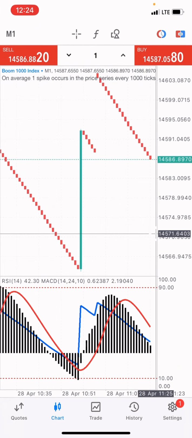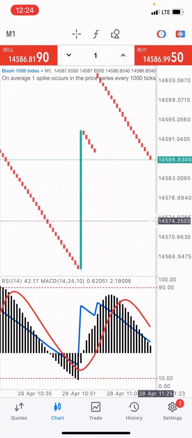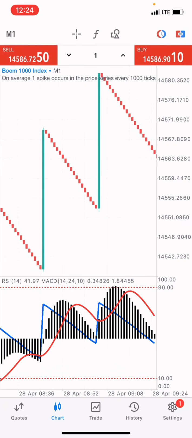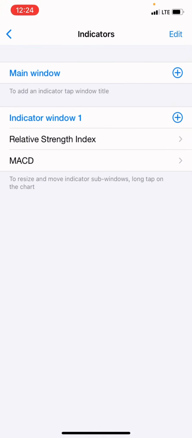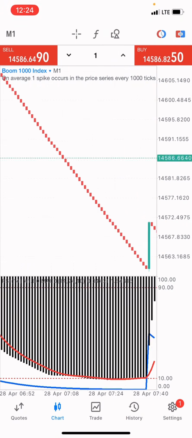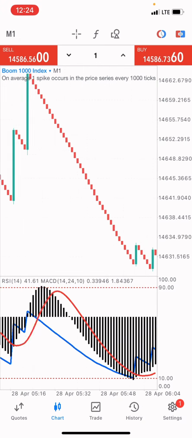So the first step we did was on Crash 1000, right? So we're doing it now on Boom. Okay, we're doing it now on Boom 1000 index, right? Now we're using the same setup, the RSI and the MACD, the Relative Strength Index, putting them on indicator window 1, right? Now, because we're using the same setup, it doesn't mean that the market will go the same way it went on the crash market. Okay, the crash is for crash, and this boom is for boom, right?